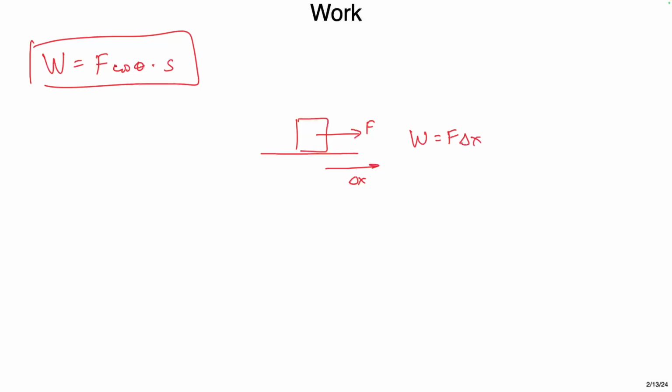What happened to the cosine theta? That cosine theta is the angle between the force and the displacement. In your book, they like to use S as some generic displacement. I really don't like that symbology. So what's the angle between that force vector and that displacement vector, if they're pointed in the same direction?